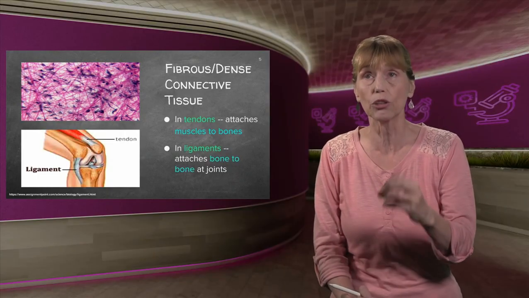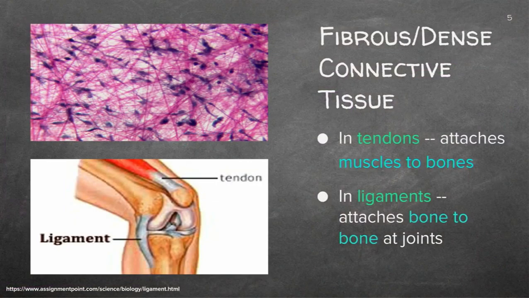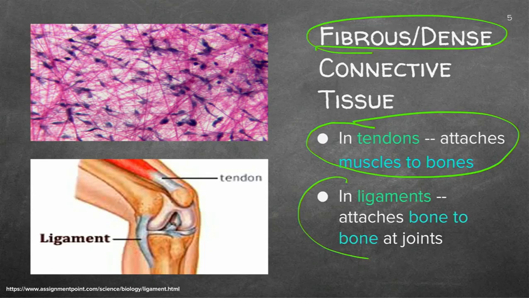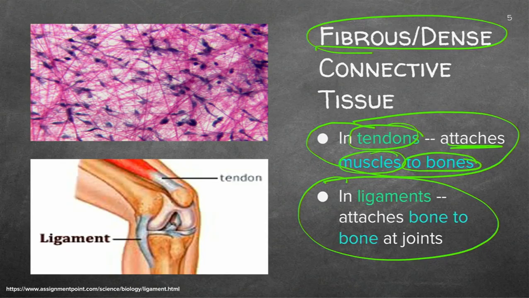The next one is your dense connective tissue, which is fibrous, which can be yellow or white, depending on the type of connective tissue. And it makes tendons and ligaments. Right, another question. What is a tendon? A tendon is a type of fiber that attaches a muscle to a bone.